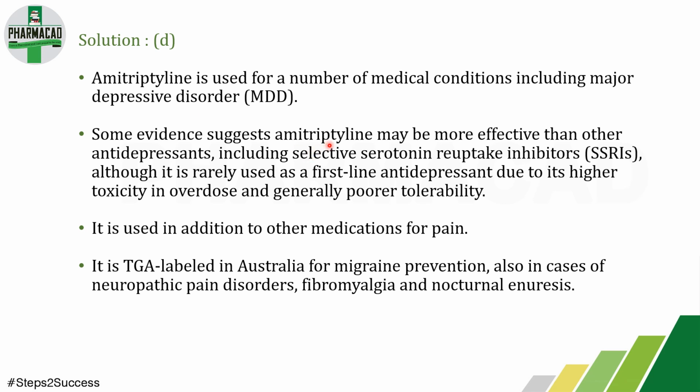Amitriptyline is more effective than other antidepressants, including selective serotonin reuptake inhibitors, and it is rarely used as a first line antidepressant due to its higher toxicity in overdose and its generally poor tolerability. Amitriptyline is used in addition to other medications for pain as well. Hence, it will give analgesic activity.